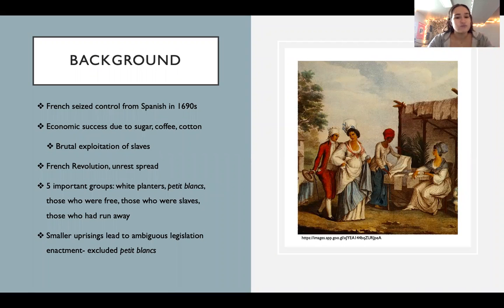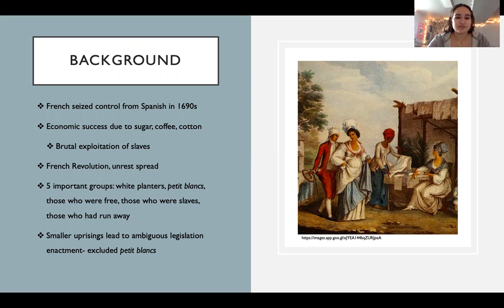There are five important groups to think about in these first couple of moments. So there are the white planters, who obviously are the ones who own the plantations. There are the petit blancs, who are also white, but are people like artisans, shopkeepers, and teachers. And then there are three groups of African descent: those who are free, those who are slaves, and those who had run away. There are about 30,000 free Black people. Around half were mulatto, and many were also wealthier than petit blancs, shown in this picture on the side here.